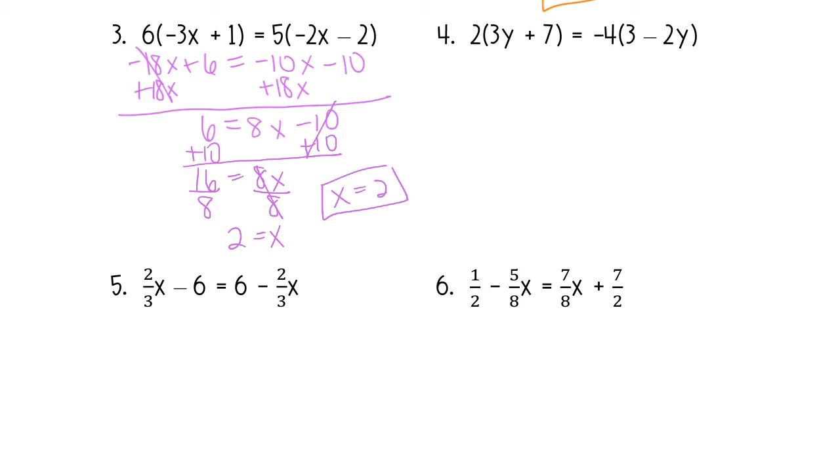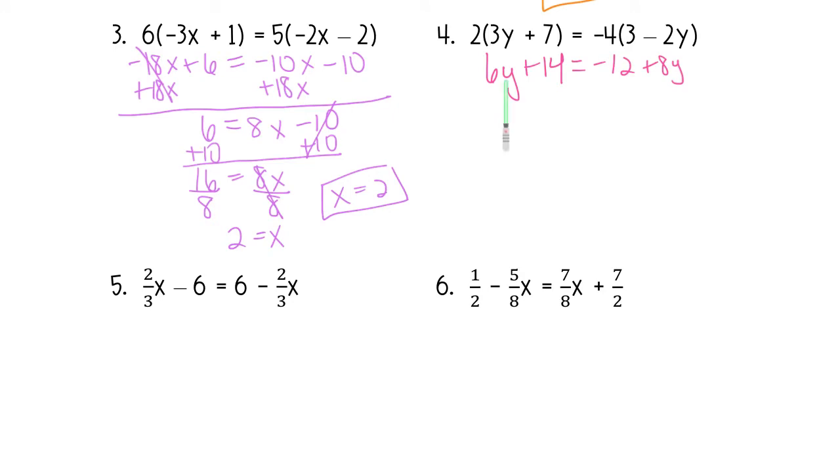All right, let's distribute. 2 times 3y is 6y plus 14, multiplied by 2 again. Negative 4 times 3 is negative 12. Negative 4 times negative 2y, don't mess this part up, plus 8y. Negative times negative is positive.